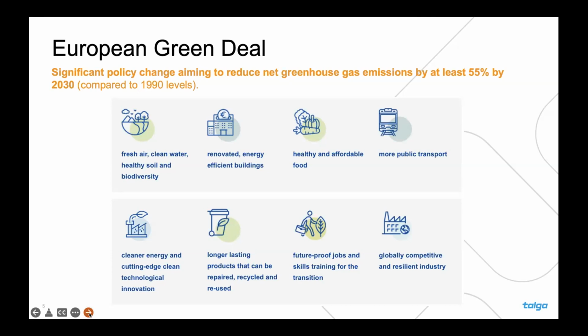So it is a significant shift that we need to face as a society as a whole. The image here is from the Green Deal website. And so, of course, there is a significant effort needed in multiple sectors. But what is in focus here today with the energy talk is the area of globally competitive and resilient industry and cleaner energy.